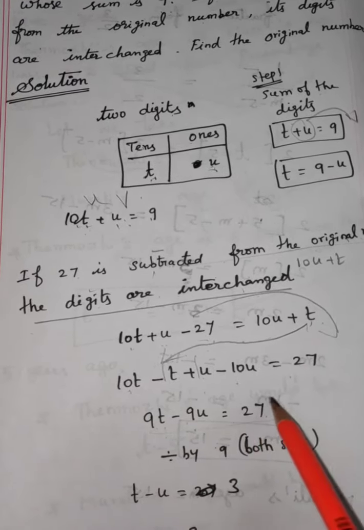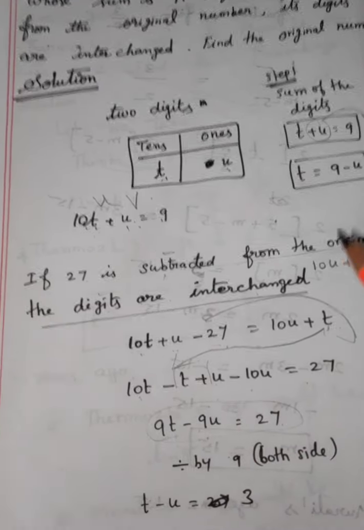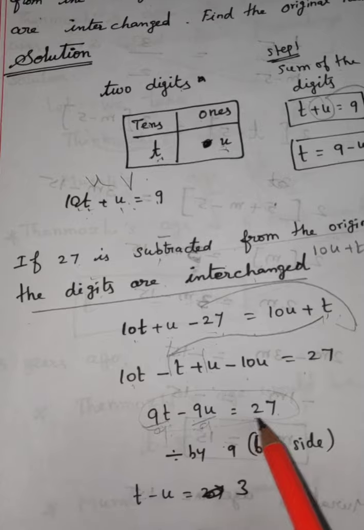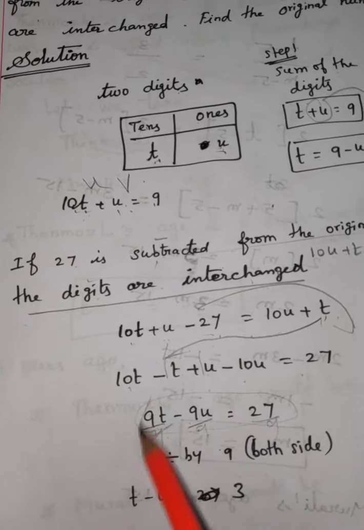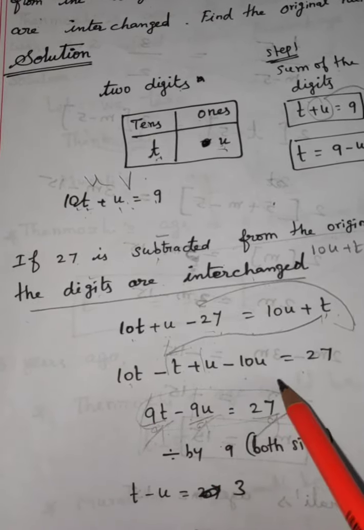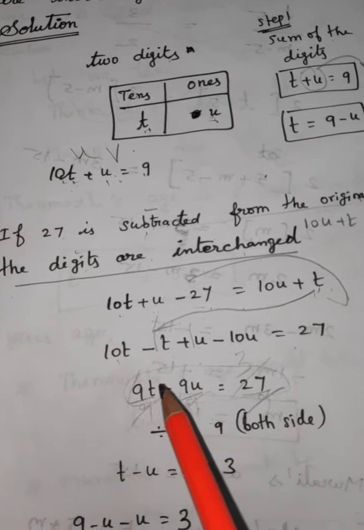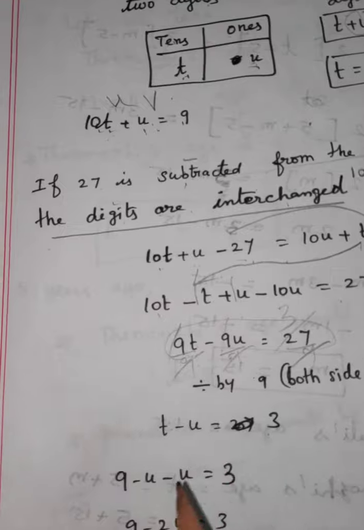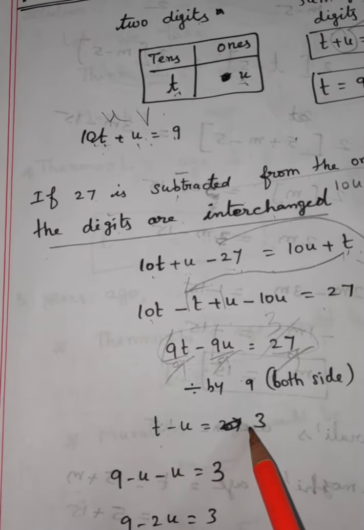All the numbers are divided by the ninth table, so divide by 9. Cancel the numbers: 1 nine is 9, 3 nines are 27. What remains? T minus U equals 3. T minus U equals 3.